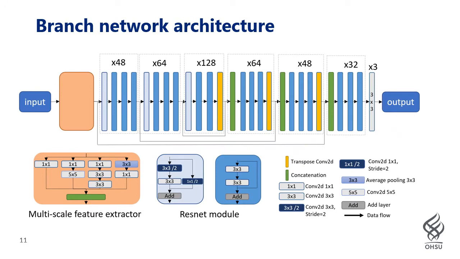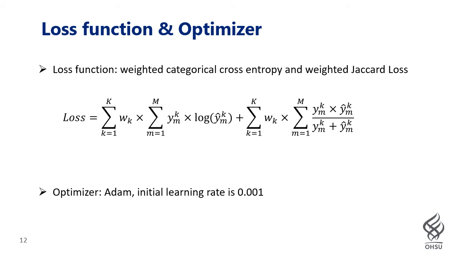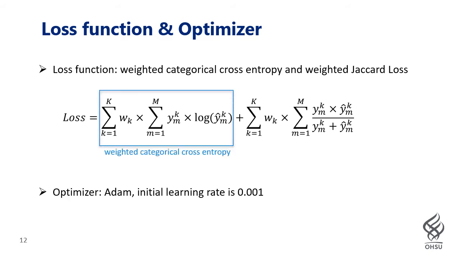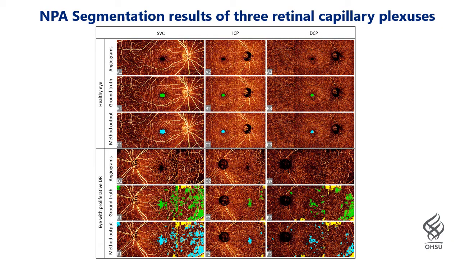Each branch network has the same architecture. In the branch network, we use a multi-scale feature extractor module to extract features at different scales. Since the NPA and the shadow artifacts have different sizes, we also use a residual module to enhance the feature learning ability of the network. The loss function we used is a combination of weighted categorical cross entropy and weighted Dice loss. This combined loss function can make the training stage efficient and stable. The optimizer is Adam, and the initial learning rate is set to 0.001. We use the 5-fold cross-validation method to validate the performance of the network on the dataset.